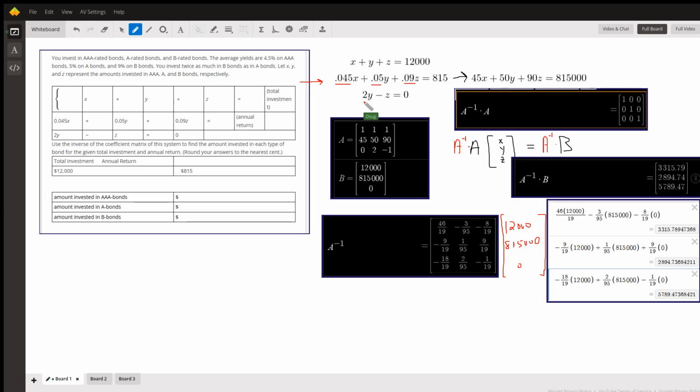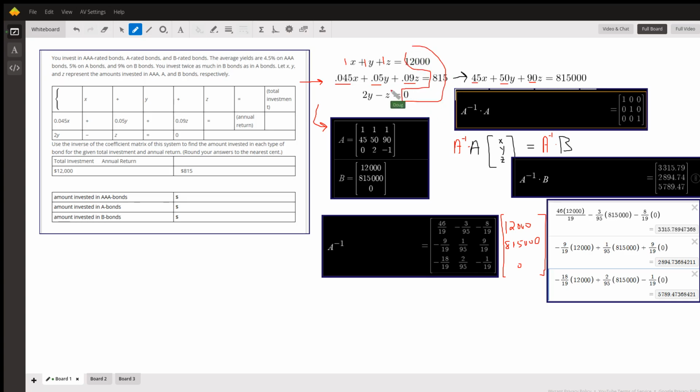And here's the fact that there's twice as much in bond B as in A. 2y equals z, so 2y minus z equals 0. So the matrix A, the coefficient matrix, is 1, 1, 1, 45, 50, 90. That's from here. And 0, 2, negative 1 from this third equation. B is the matrix for these values right here.